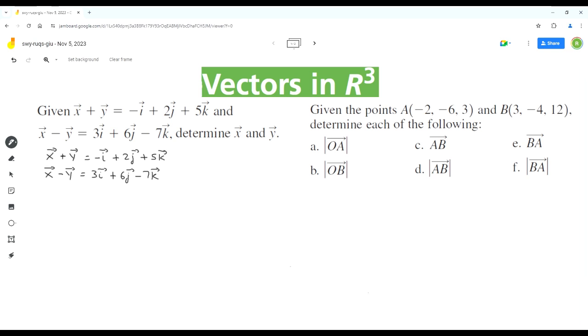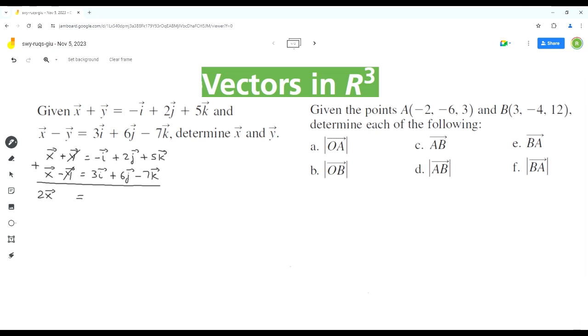We can treat these two equations as a linear system, and we can use substitution or elimination method to solve these two vector equations. Now for these two equations, it will be easier to use the elimination method because the y vector has the coefficient 1 and one of them is plus 1, the other is negative 1. So if we add these two equations, the y vector term will get cancelled out. So x plus x will be equal to 2x. The y terms will get cancelled out.